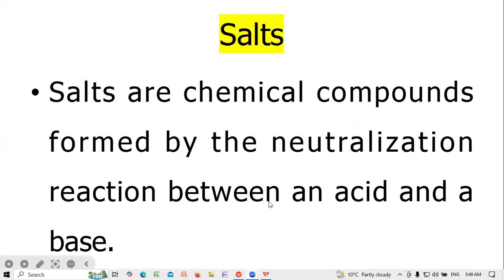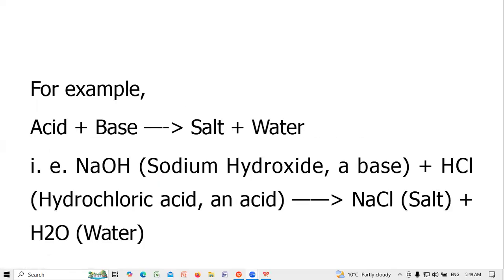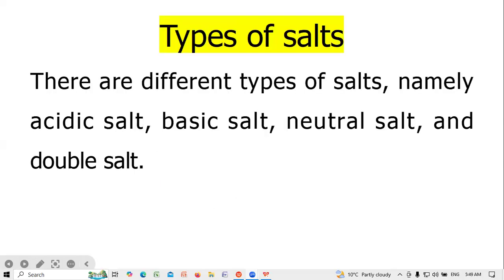Salts are chemical compounds formed by the neutralization reaction between acid and base. For example, acid and base produce salt in water. Sodium hydroxide and hydrochloric acid react to form sodium chloride salt in water. Types of salt. There are different types of salts, namely acidic, basic, neutral, and double salt, also mixed salt.